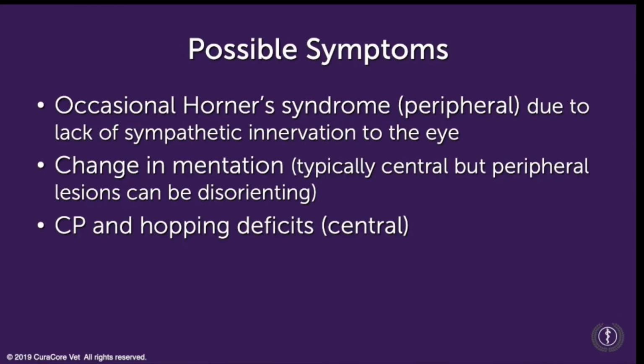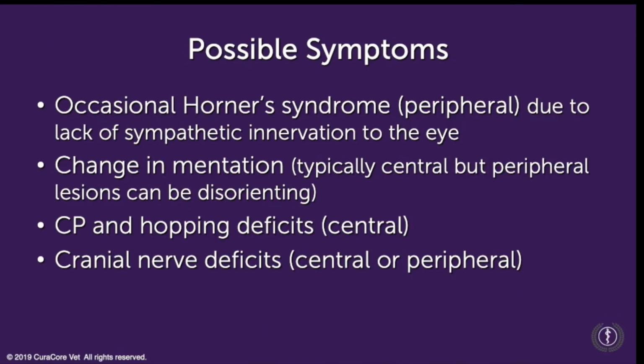There could be changes in conscious proprioceptive testing and hopping deficits in central disorders. However, I do want to point out a little caveat with that. A lot of times in the idiopathic geriatric vestibular syndrome, those dogs have other issues that could be affecting their proprioception, like intervertebral disc disease, that type of thing. So keep that in mind as well when you're looking at the vestibular issues in dogs.